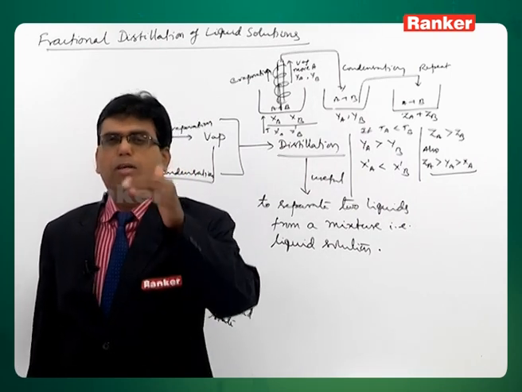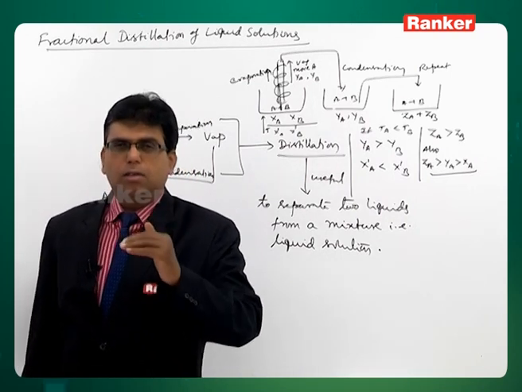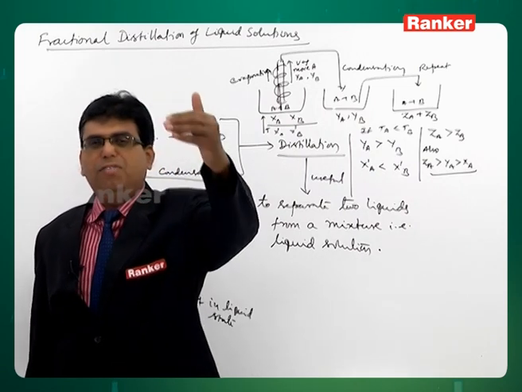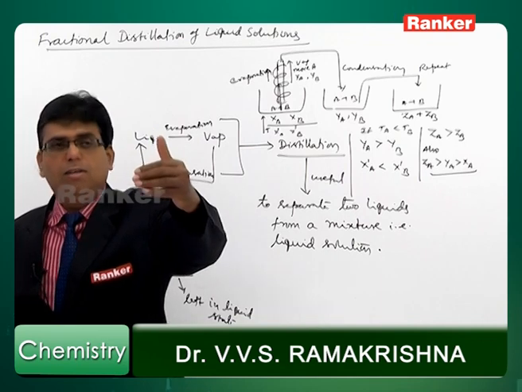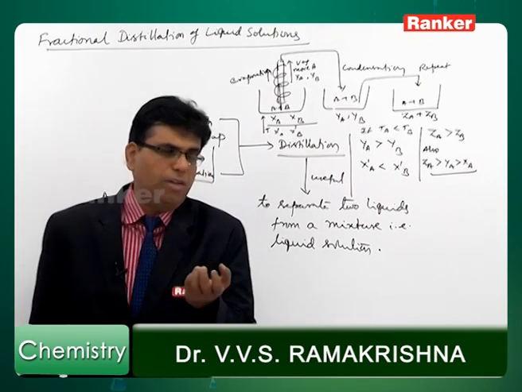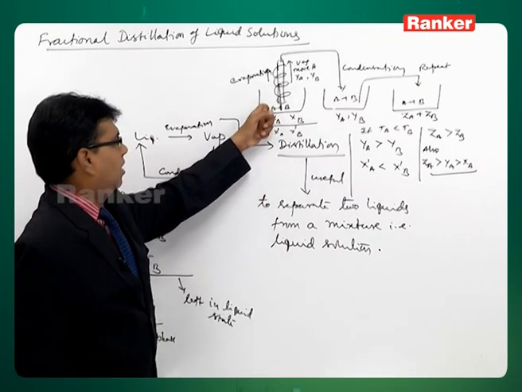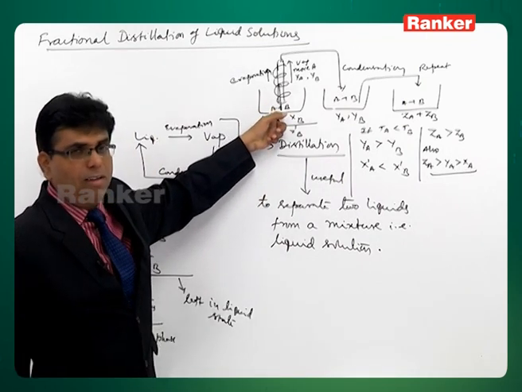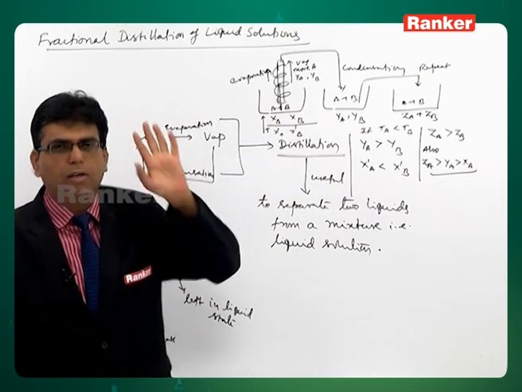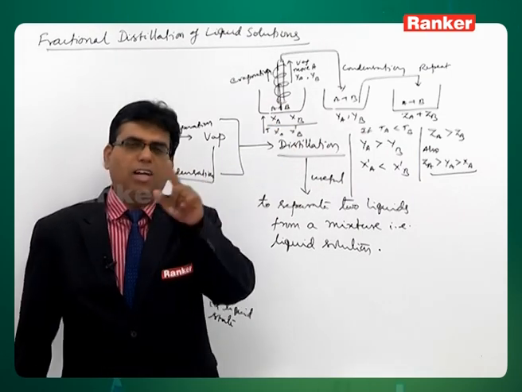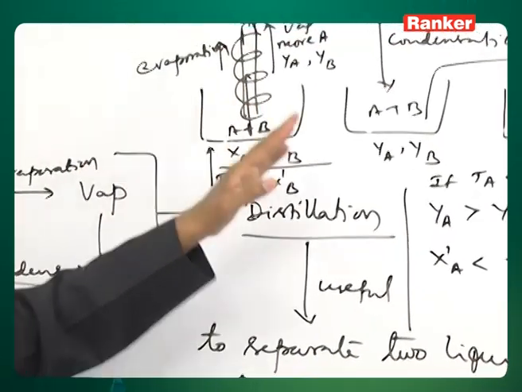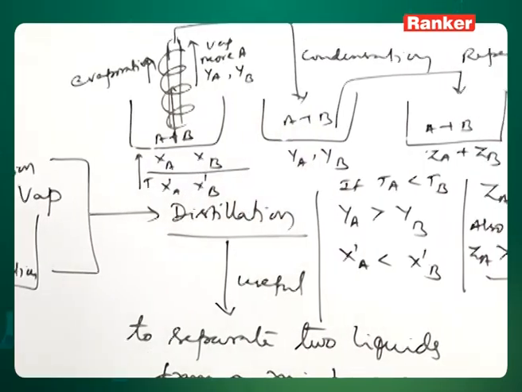The liquid with the lower boiling point will evaporate first, and the fraction collected will be richer in the more volatile liquid, and the residual liquid that is left over here will be richer in the less volatile liquid. That means the one with the higher boiling point, right. So this is what fractional distillation is.